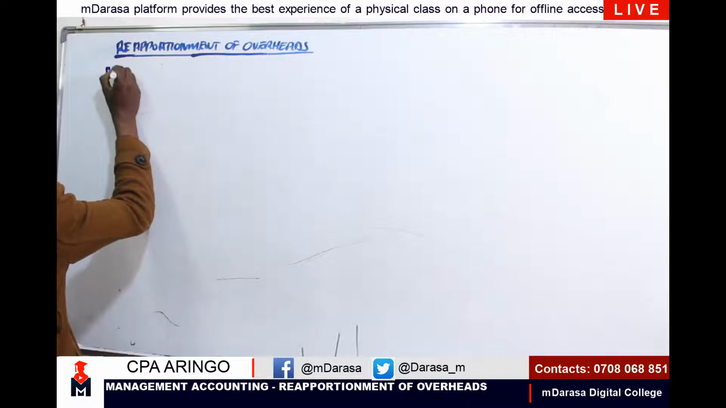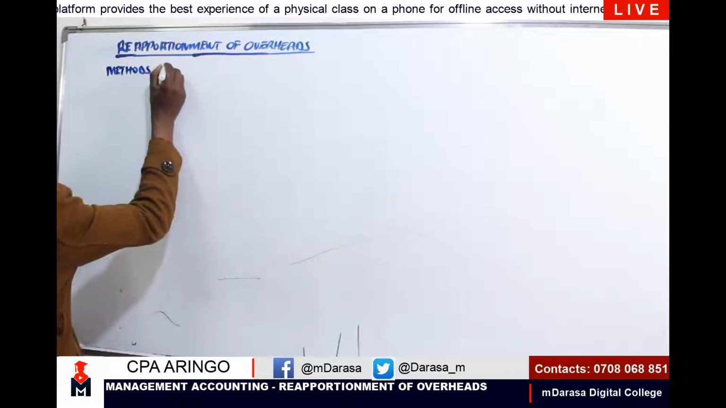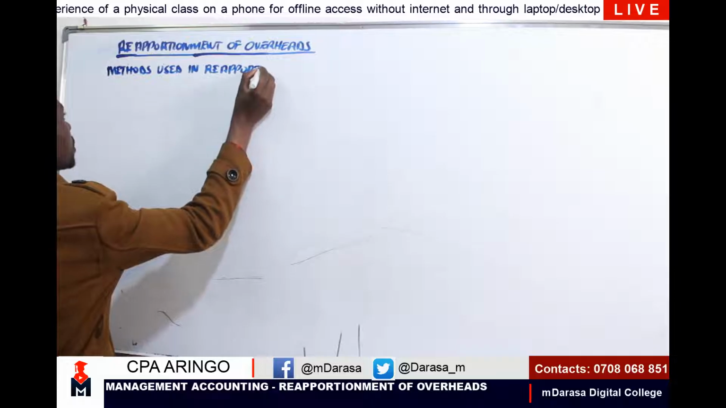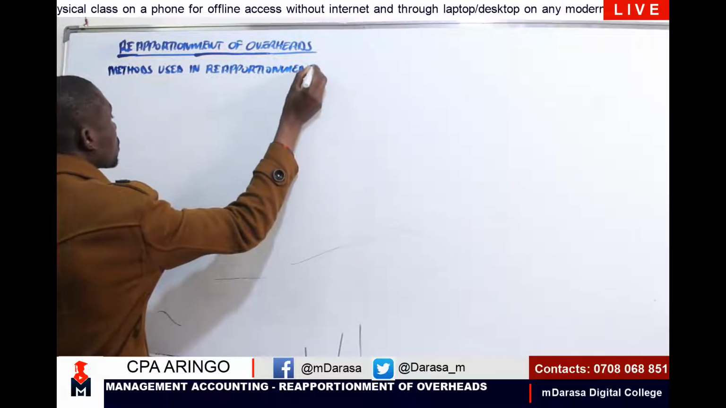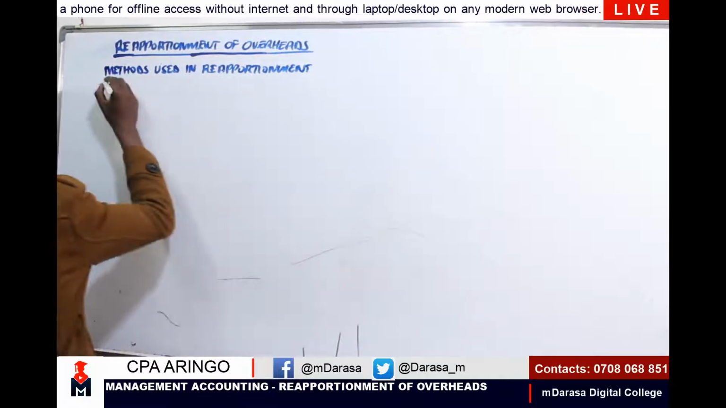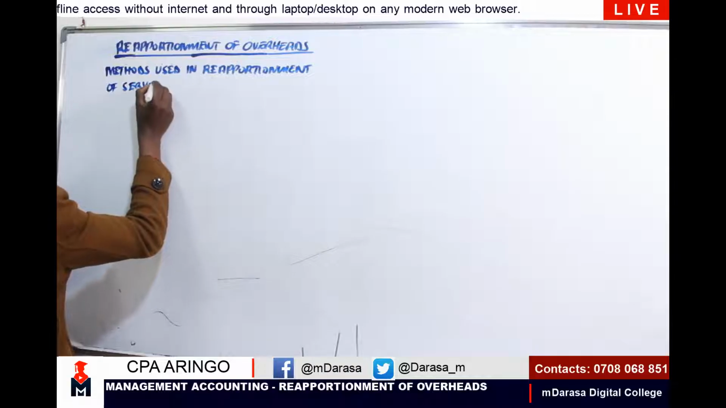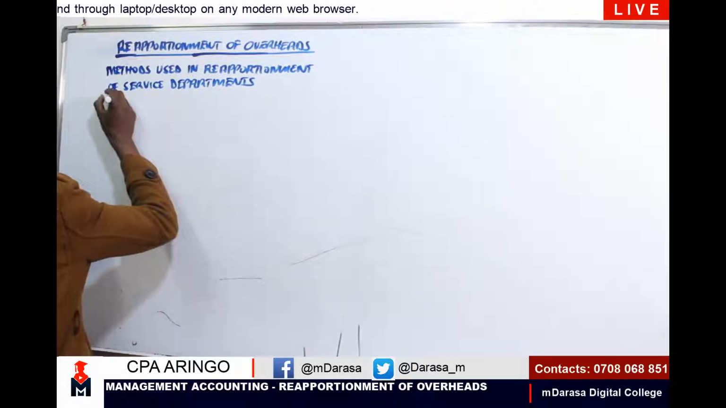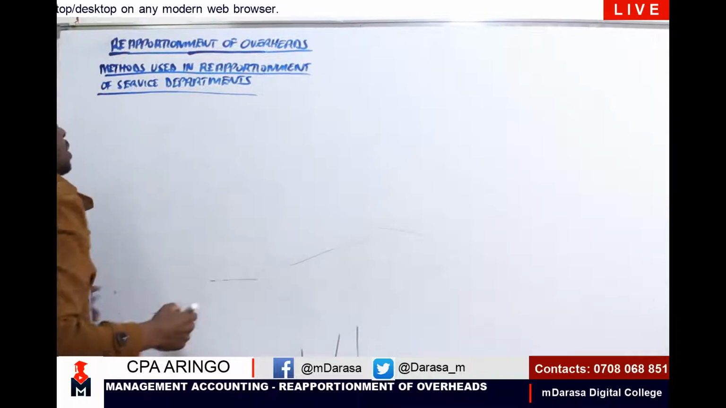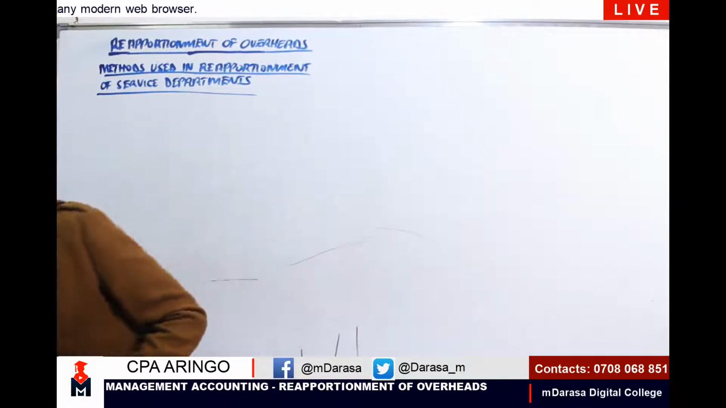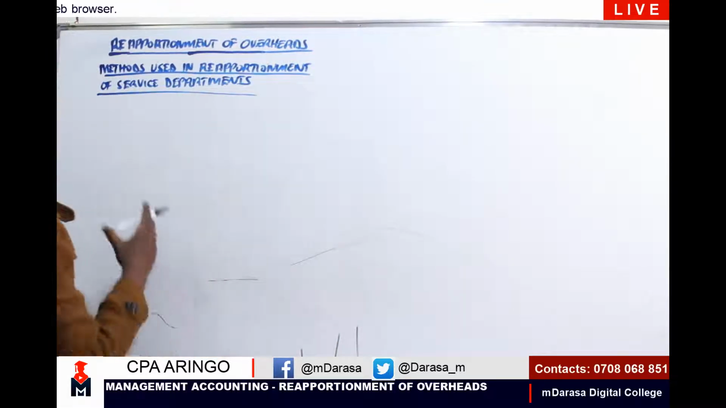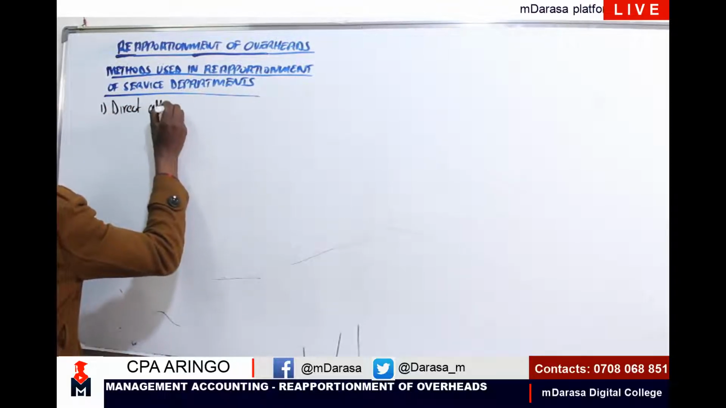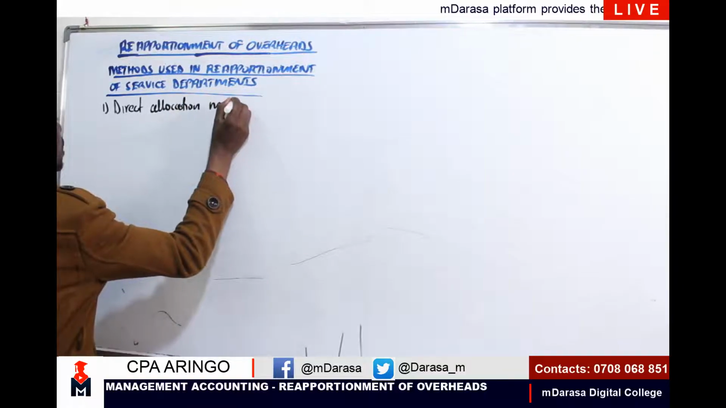So, the methods used in reapportionment of service departments. Basically, we normally talk of four main methods, and these are the following. Number 1, we normally talk of a method known as the direct allocation method. We'll be explaining all of them.